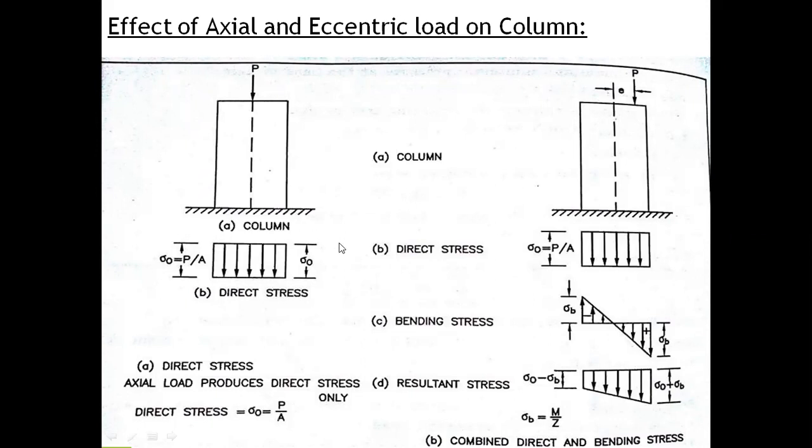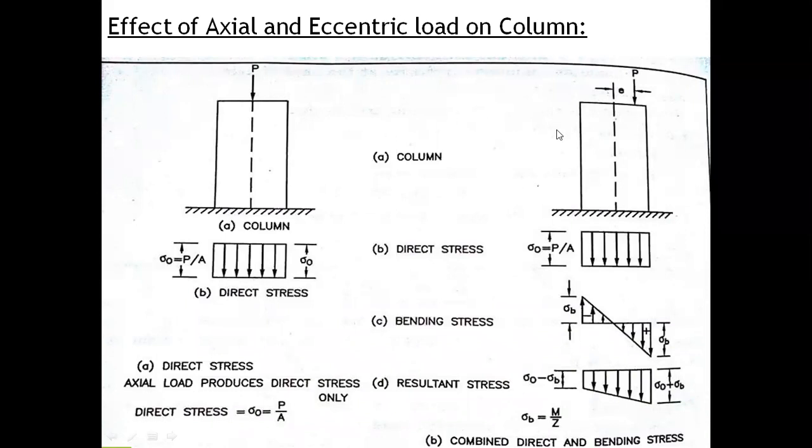So what about the direct stress diagram? Your stress diagram will be uniform. Why? Because the load is passing through the axis. The stress will be the same on either edge of the column. The stress will be the same at both edges of the whole column.